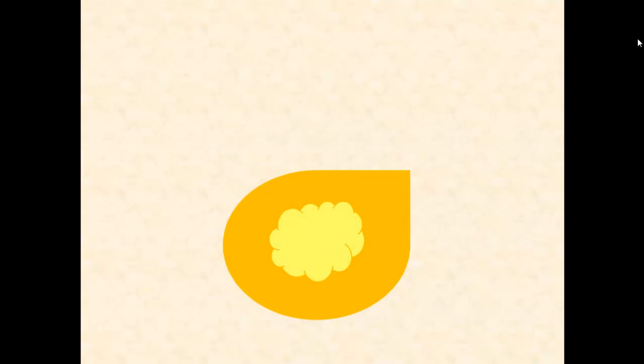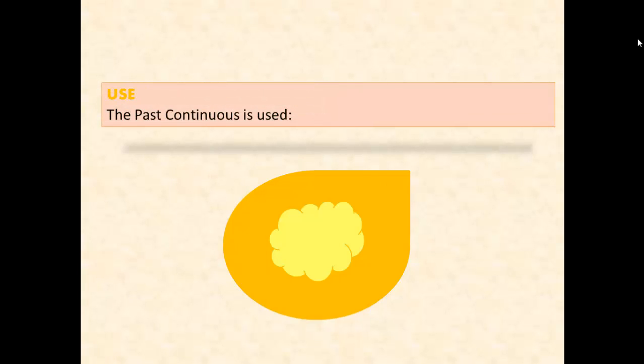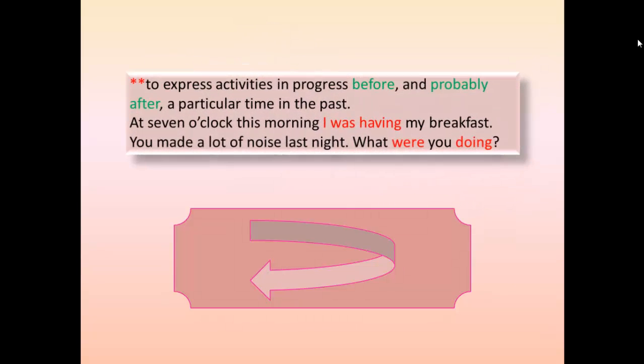After short answers, we will talk about the use. And this is the most important idea in our lesson. Yes, we have many uses in past continuous. We have four uses. The past continuous is used to express, number one, activities in progress before and probably after a particular time in the past.